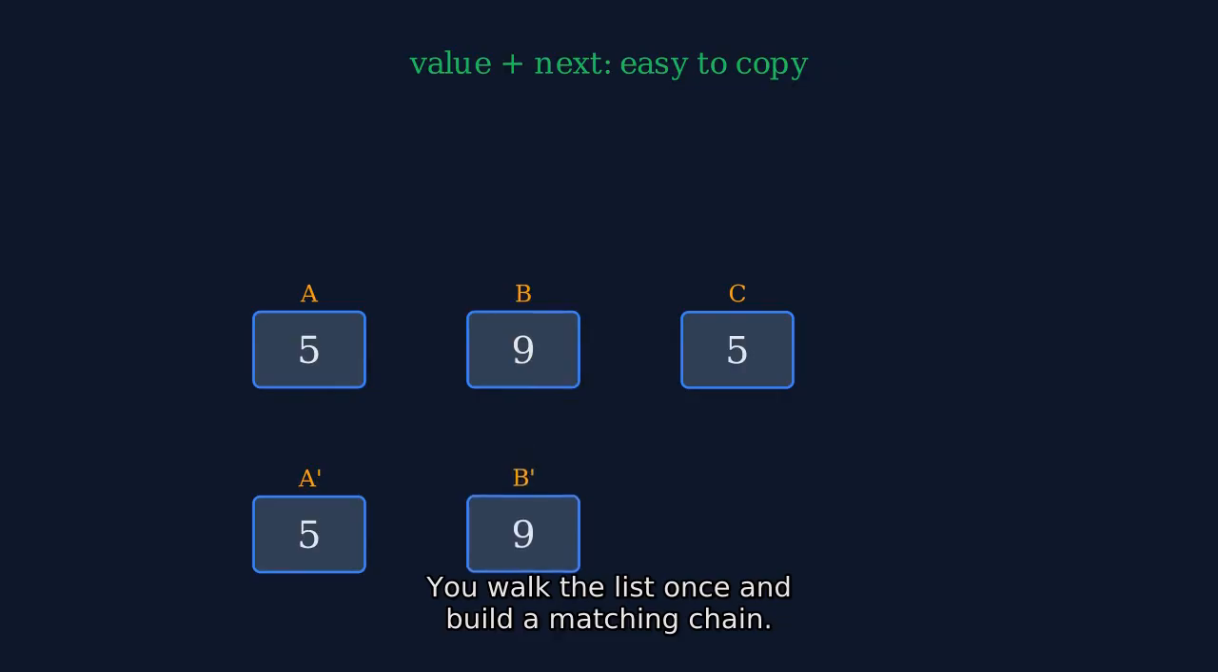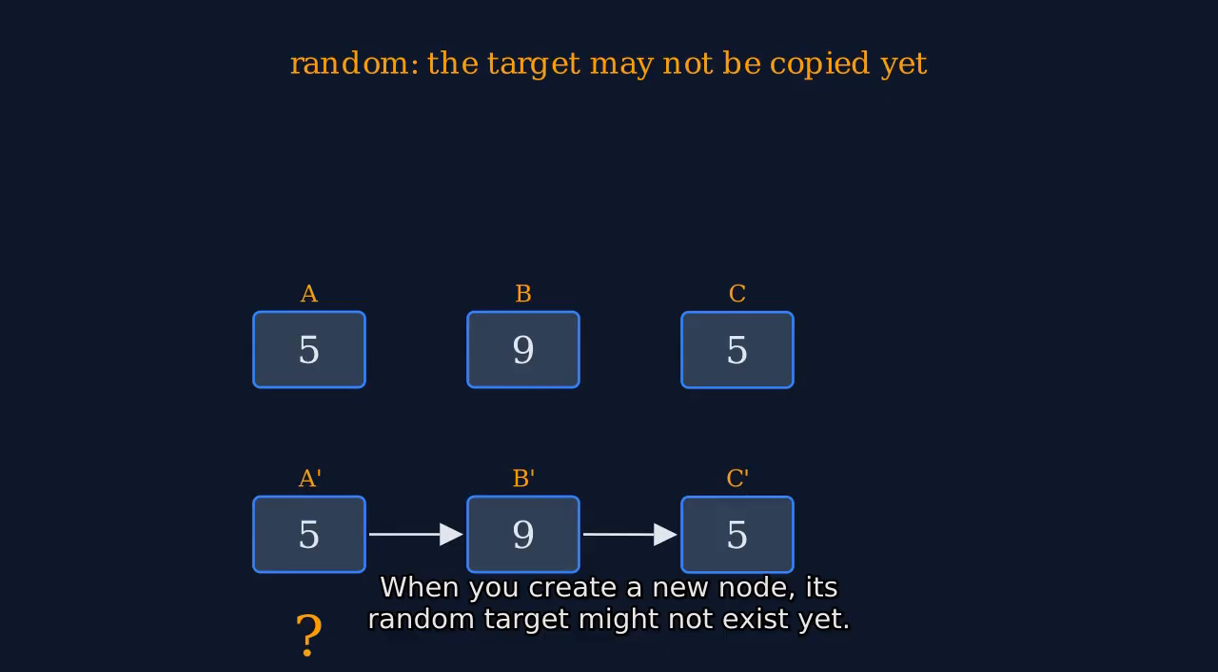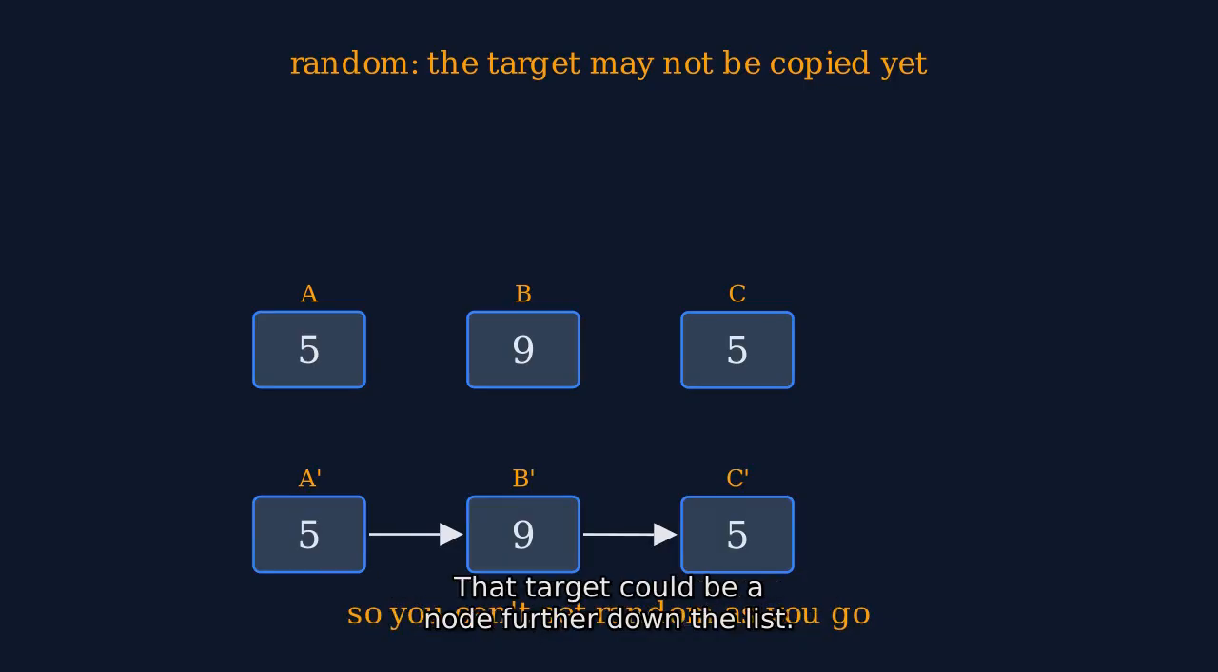You walk the list once and build a matching chain. The random pointer is the hard part. When you create a new node, its random target might not exist yet. That target could be a node further down the list. It could even be a node you haven't visited at all. So you can't just set the random pointer as you go.